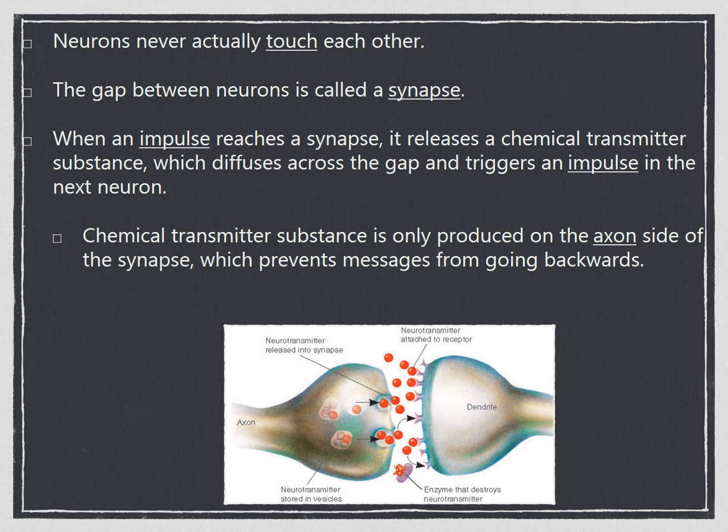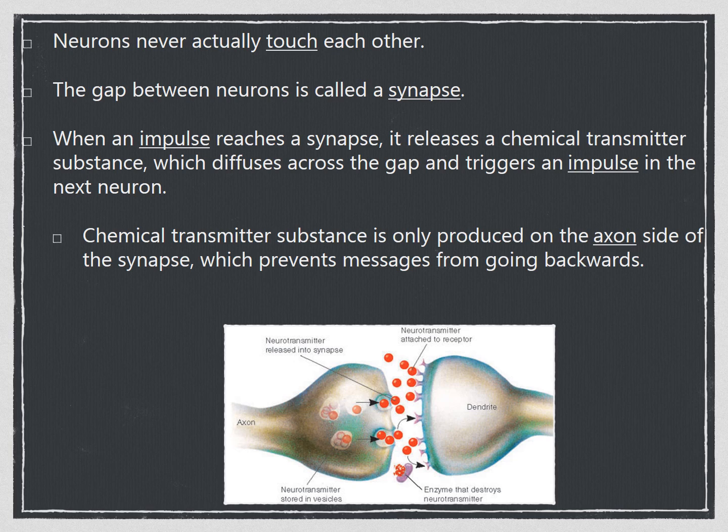Chemical transmitters are only produced on the axon side of the synapse. This is meant to help prevent messages from going backwards. It does not help you to send information back to your sensory neurons. They don't do anything. They are not connected to muscles or glands. So sending information back down a sensory neuron has no purpose. Sensory neurons are only meant to send information towards the central nervous system.